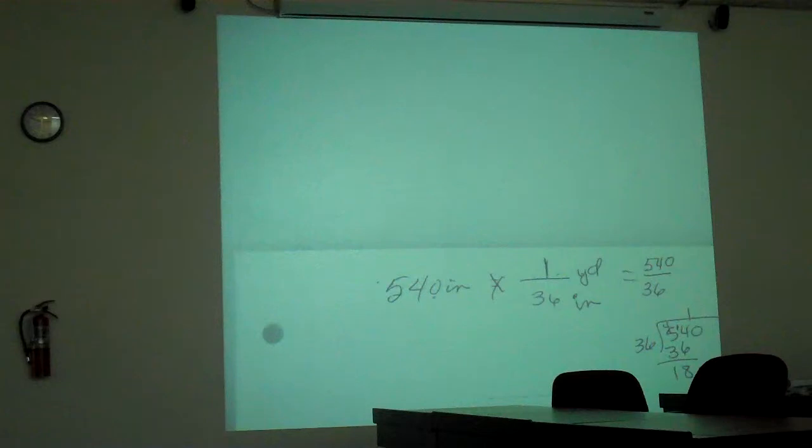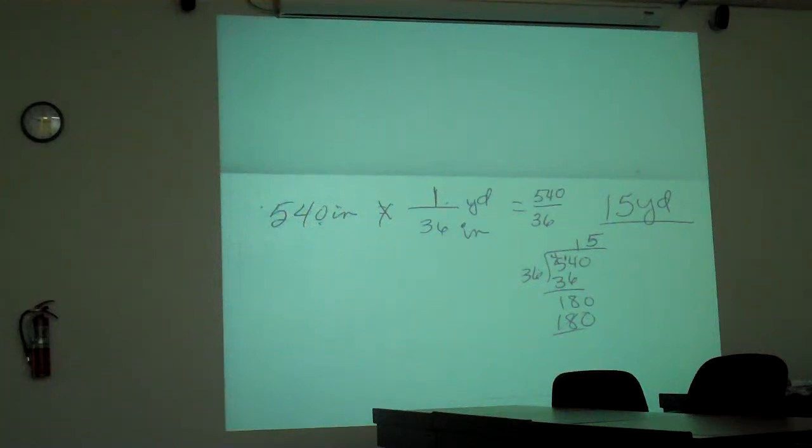36 go into 180? 6 exactly? No, 5. 5 times 6 is 30, yeah. So that was exactly 15 yards. I thought I was coming out with one that was going to come out not exact. But you can handle it if it does, right? I just made up a number.